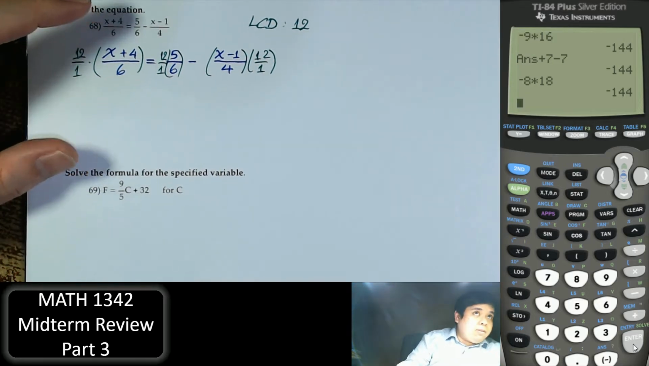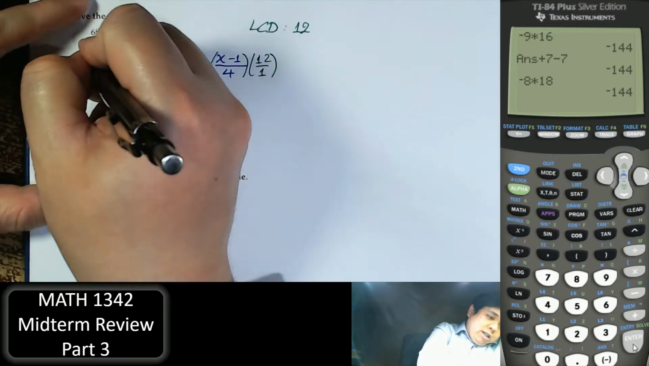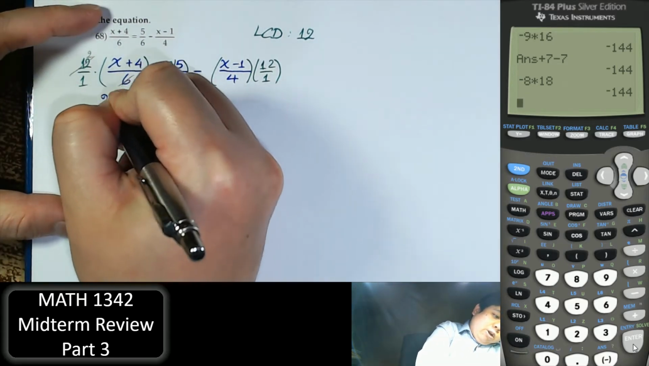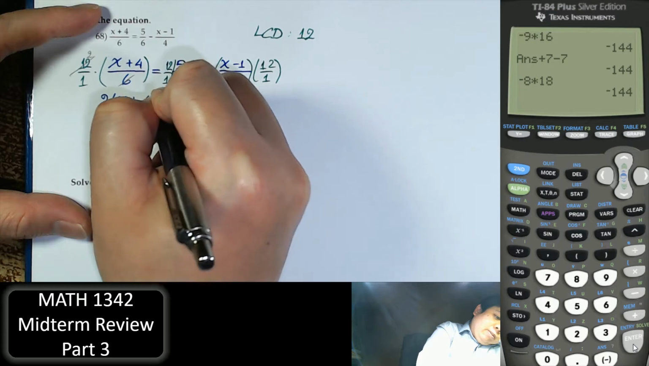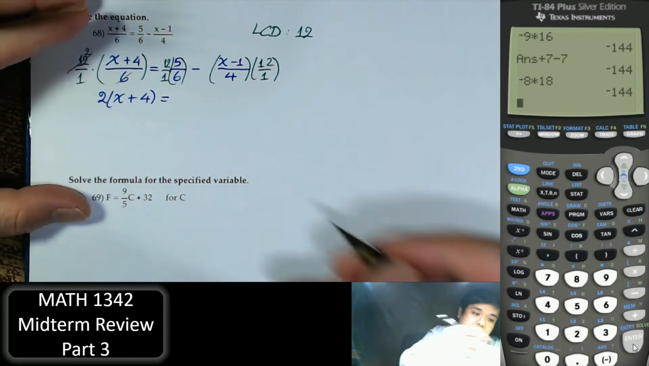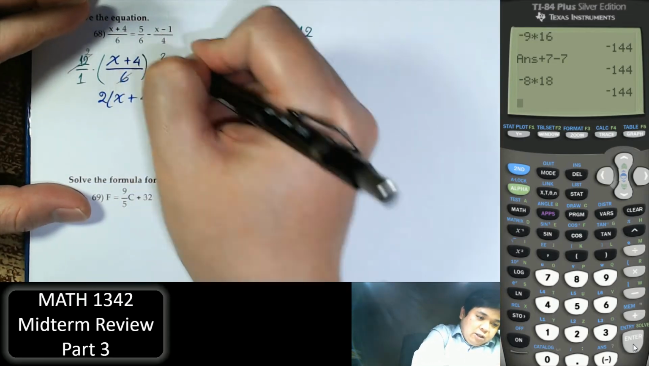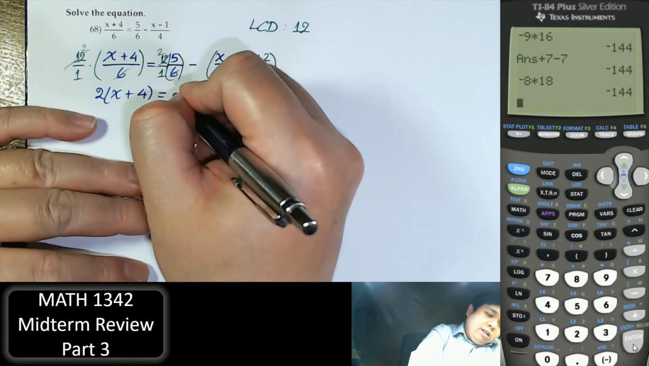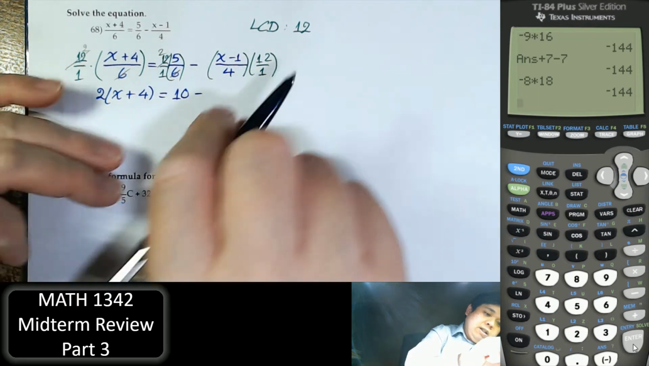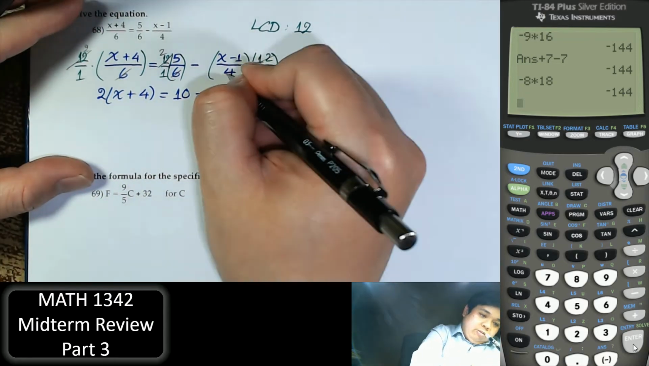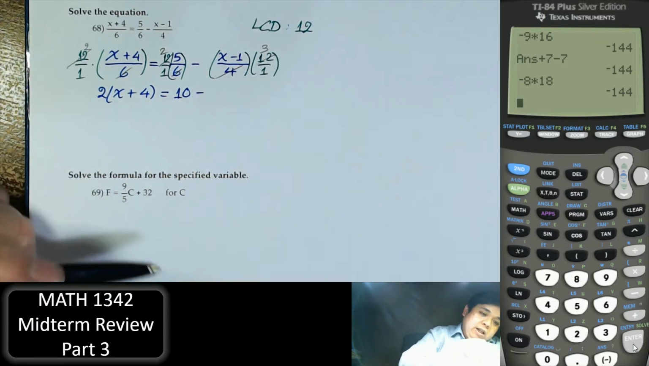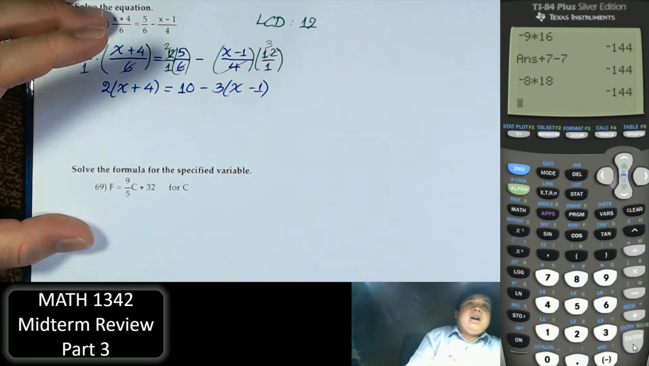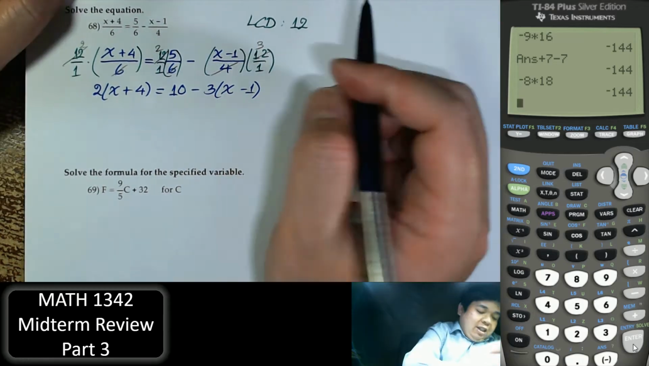Now 12 and 6 cancel out, there's 2 left. So 2x plus 4. 12 and 6 cancel out, there's 2. 2 times 5 is 10. And then 12 and 4, that's 3. I'm just going to put the 3 in front. Much better. No fraction left.